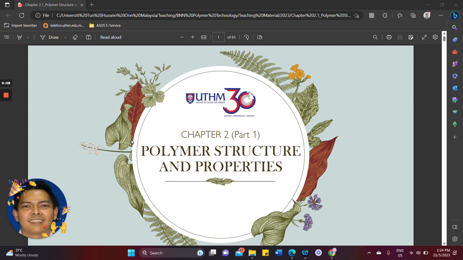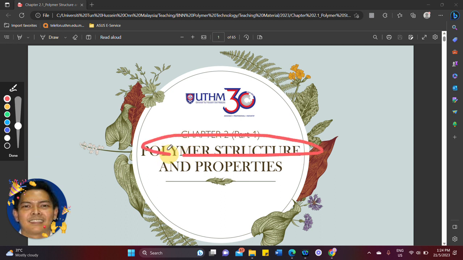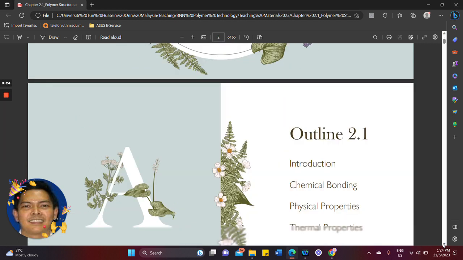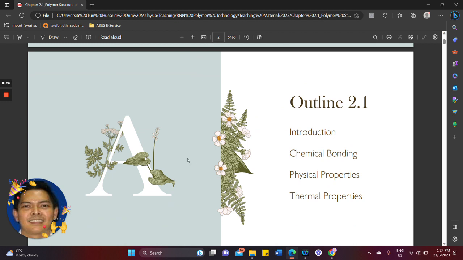For today, we're venturing into chapter 2, which is polymer structure and properties. For this topic, we will see how the polymer structure of each polymer will affect its property or end use. Basically, in this topic of polymer structure and properties, we will follow the outline as below.